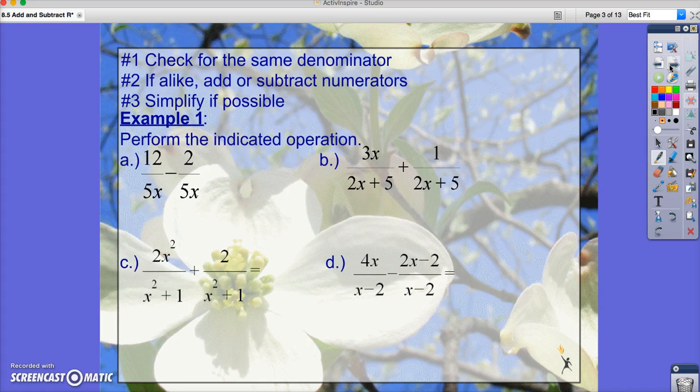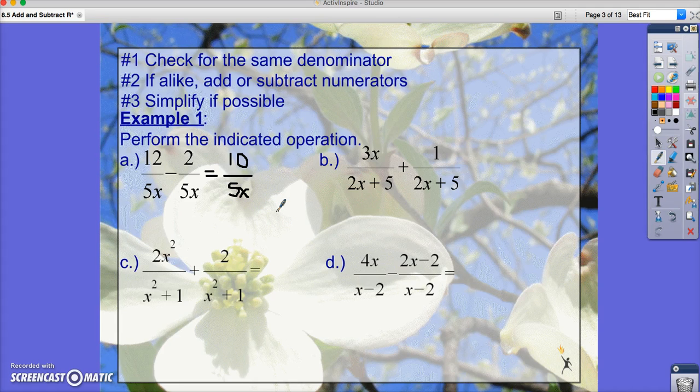So here's our three steps. Example 1, perform the indicated operation. Each time, in number 1, we have to check for the same denominator. 2, if they're alike, we can add or subtract numerators. And then 3, simplify if possible. All right. So let's look at letter A. It's subtraction, right? 12 minus 2 is 10. And now, rewrite the denominator. Do not change anything in the denominator. And that's what we get.